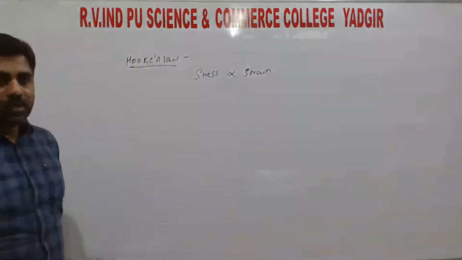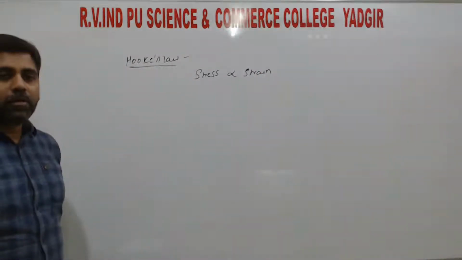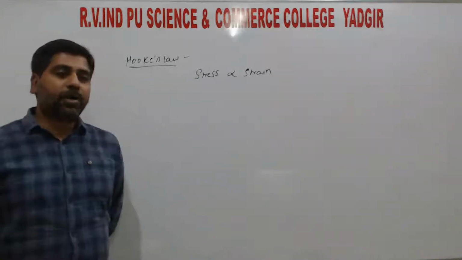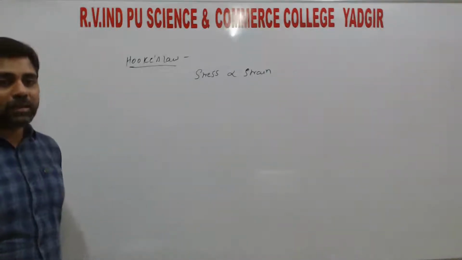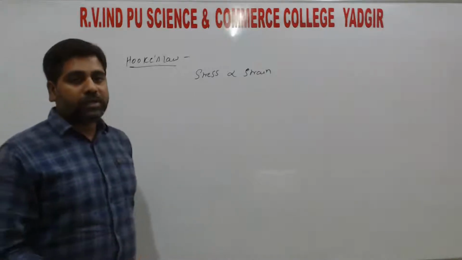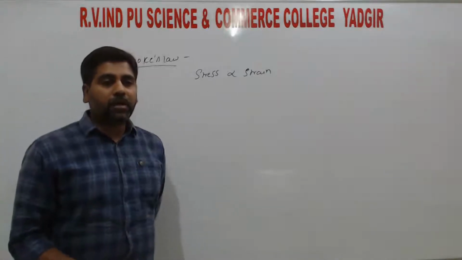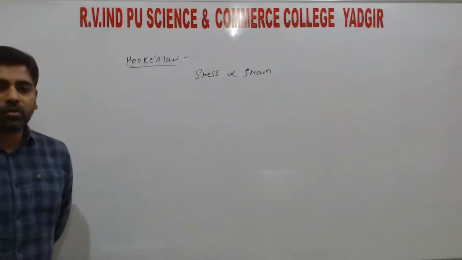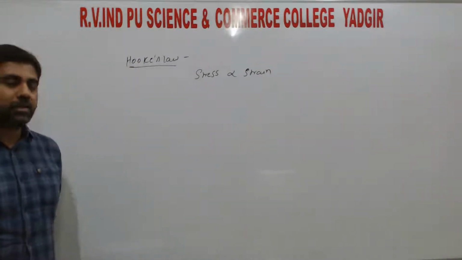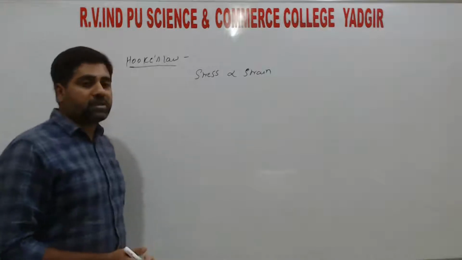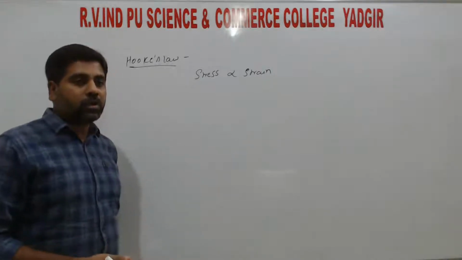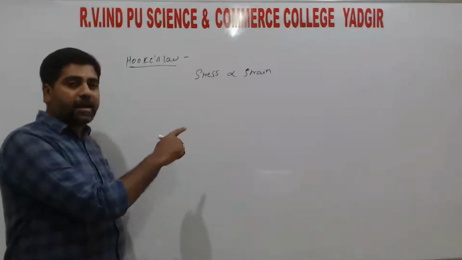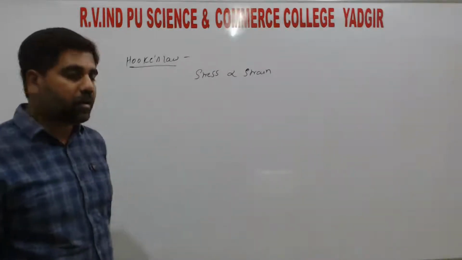So stress is nothing but the force which is acting per unit area. That is the restoring force or deforming force which is acting per unit area. Due to that force, strain is produced in the material or in a body. We define strain as the change in configuration relative to the original configuration, right? So the relation between stress and strain is given by Hooke's law. The statement is: within the elastic limit, the stress is directly proportional to the strain, right?